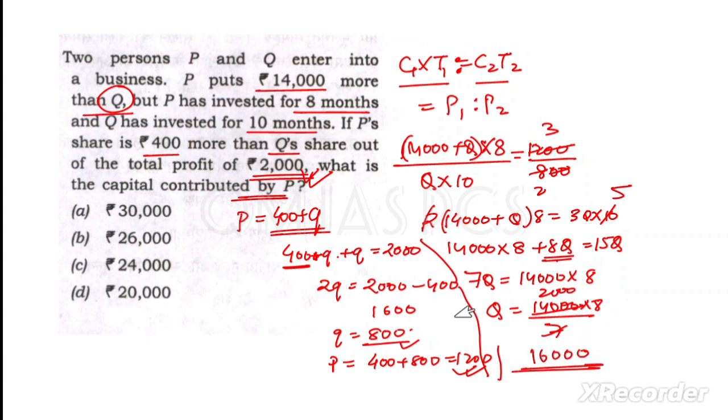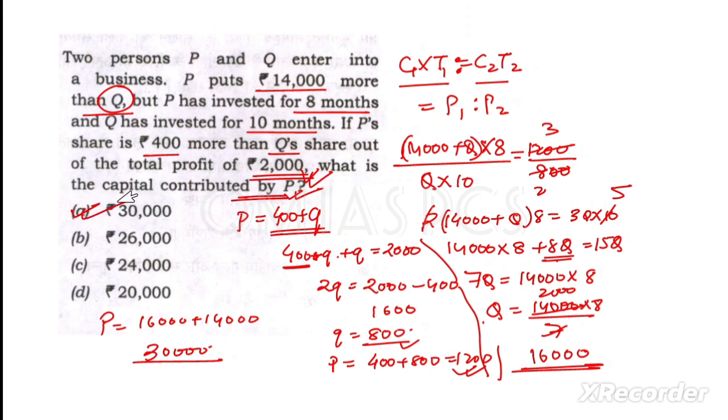So what is the contribution of Q? Q is 16,000, but we have to find the contribution of P. So P will be 14,000 more than Q, so 16,000 plus 14,000. So it will be 30,000. So our answer will be A, 30,000.